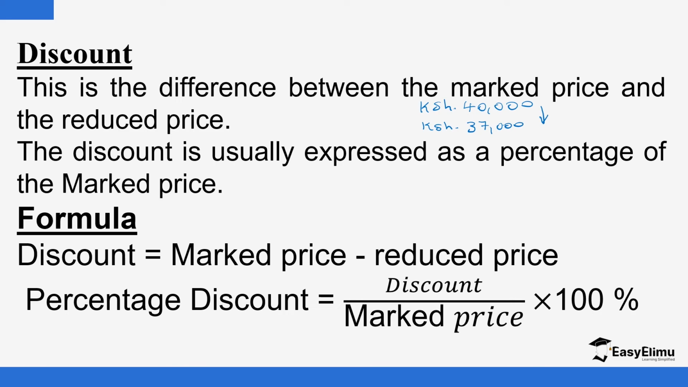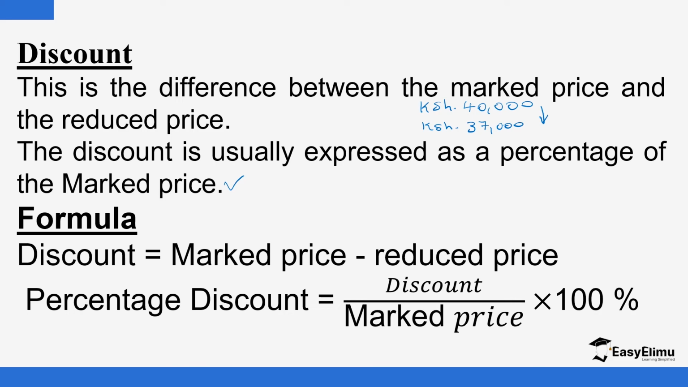So discount is usually expressed as a percentage of the mark price. Already we have talked about the mark price. It is the price set so that there is no loss. Remember previously we talked about profit and loss. So you have to set a price for a given commodity that has been bought for purposes of reselling with an intention of making a profit out of it. So you have to set a price for it, the marked price.